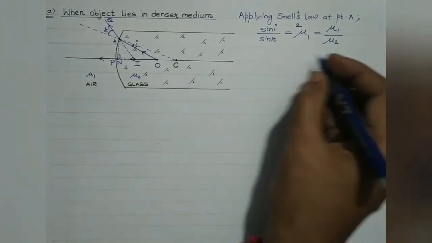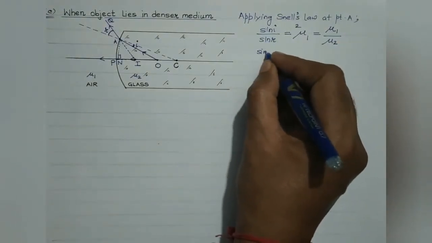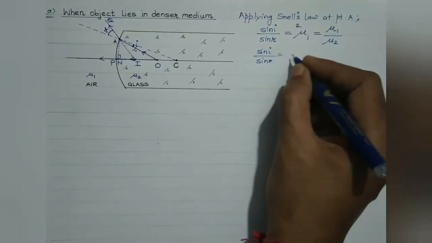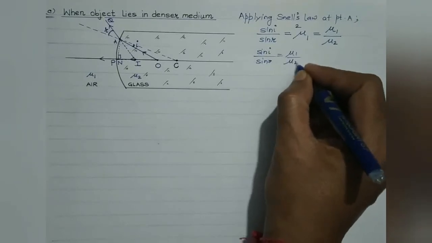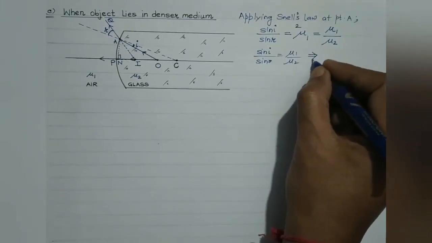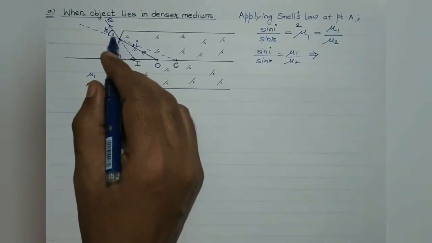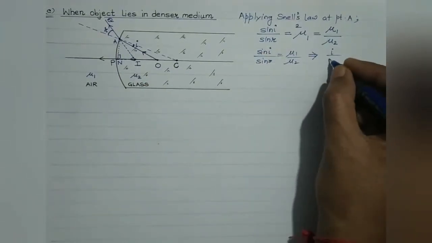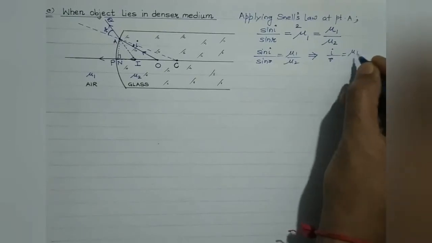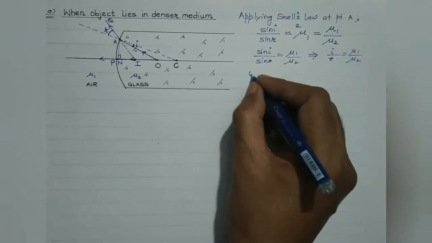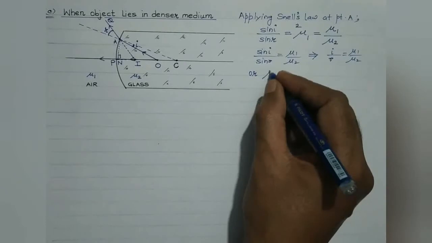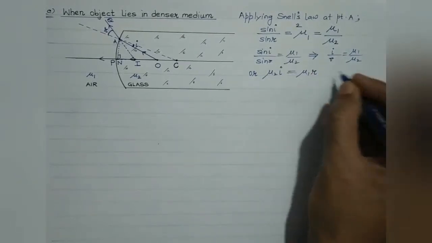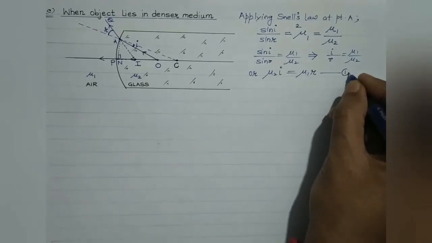So what we get now is sine I divided by sine R is equal to mu1 over mu2. And since we have already discussed angle I, angle R would be very, very small, isn't it? Therefore sine I may be written as I, sine R may be written as R. It is mu1 by mu2. Or, students, mu2 into I is equal to mu1 into R. Put this as equation number 1.